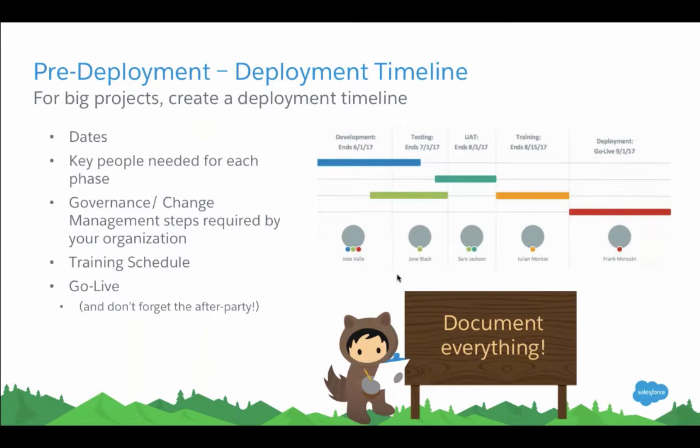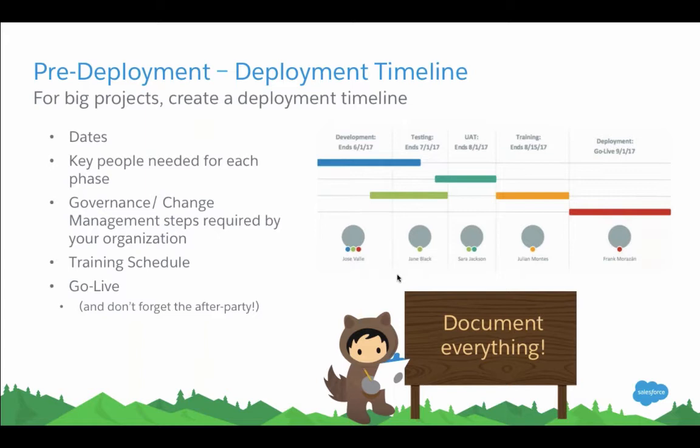So if you're part of a large project, one of the first things that I like to make sure we have in place is a deployment timeline. And this can feed into your project timeline. It can be a part of the project timeline. And a lot of times the project manager will already have taken care of some of this for you, but it's really a critical piece.